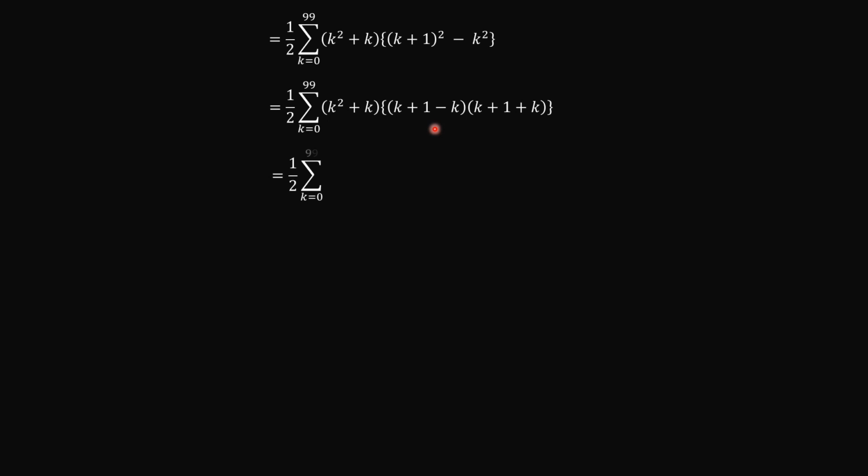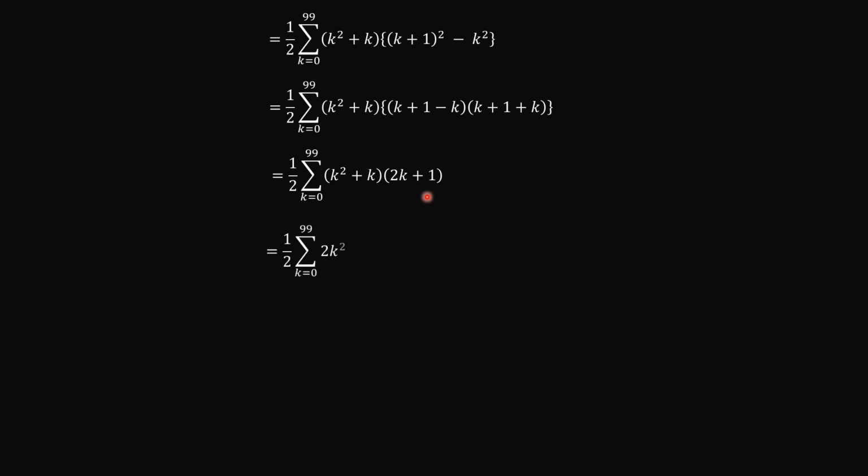and that would mean that the eventual sum would be k squared plus k times (k plus 1 minus k) times (k plus 1 plus k). So the k and the k here cancel, and we remain only with 1. So it eventually becomes a summation of half, summation from k from 0 to 99 of k squared plus k times 2k plus 1.